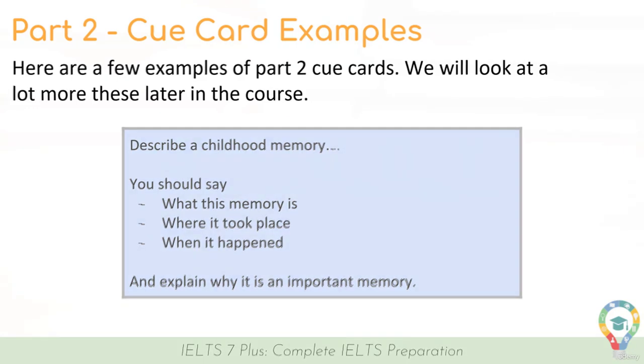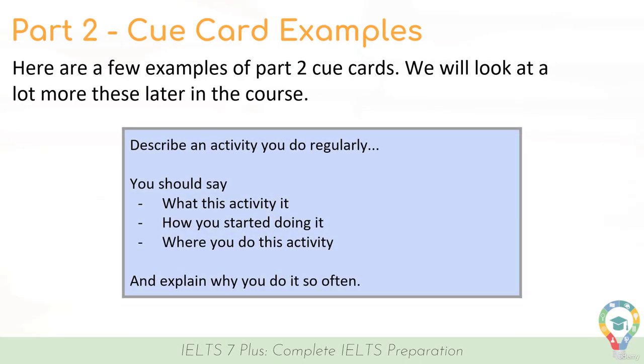Here is a second example. Describe an activity you do regularly. You should say what this activity is, how you started doing it, where you do this activity, and explain why you do it so often. Again, hobbies and activities are a very common topic on the IELTS speaking test. So here are 2 examples of common Part 2 cue cards.